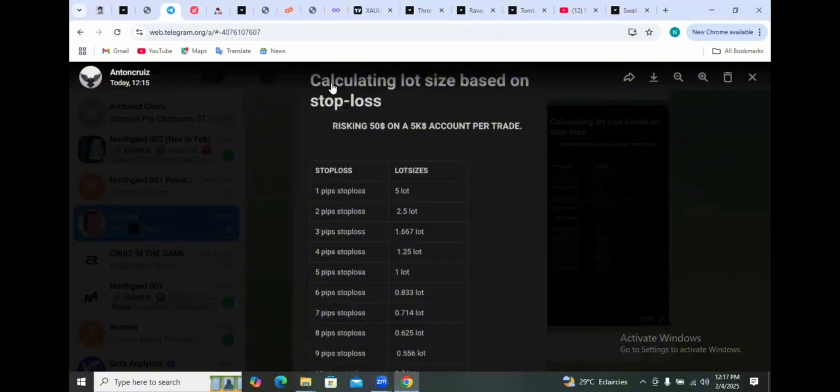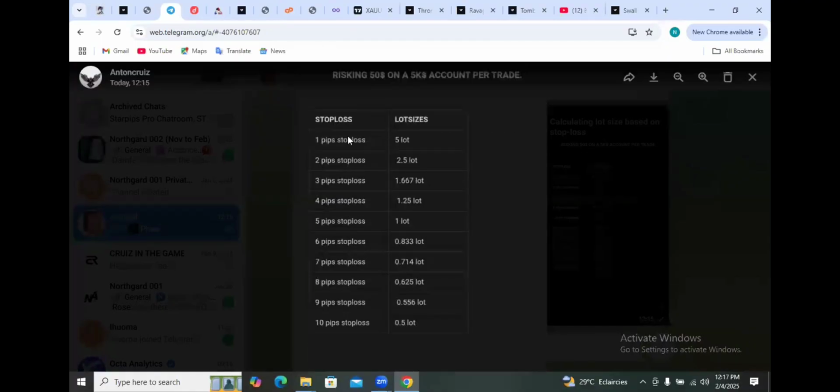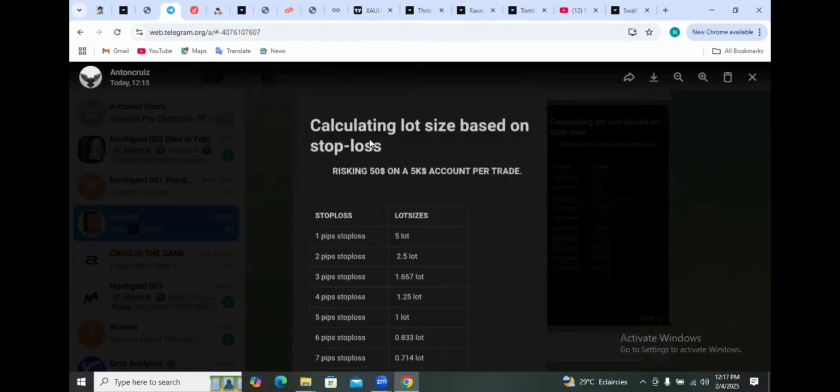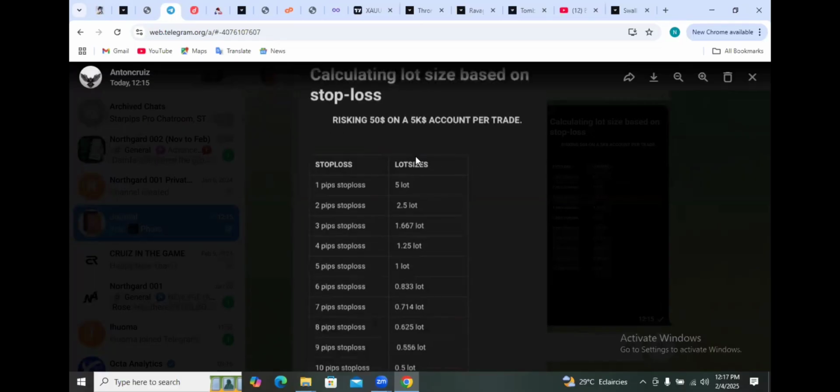Like this thing says, calculating loss size based on stop loss, right? The risk on the 5K account is $50 per trade. This was 2023. So as at then, you see what you have here, this is stop loss. You know your account size, you know how much you want to risk on your trade. That amount you want to risk will be here, then your account size. Just change this. Then the stop loss size, right?